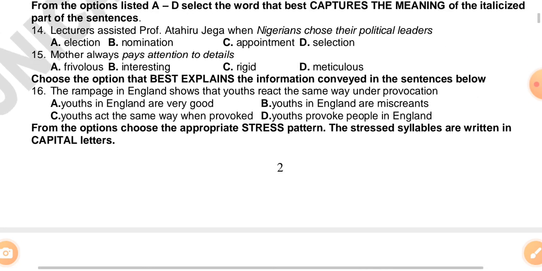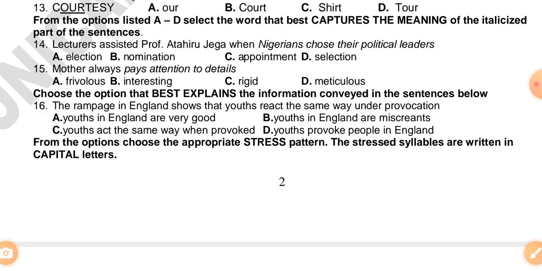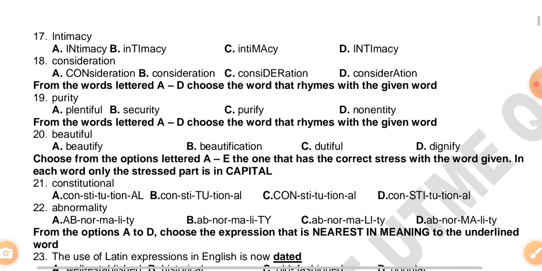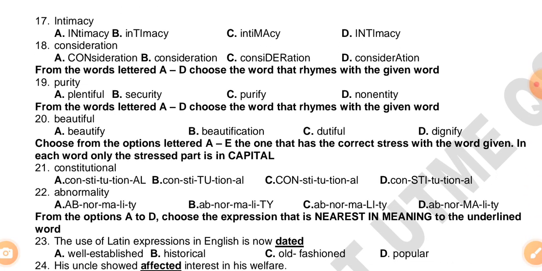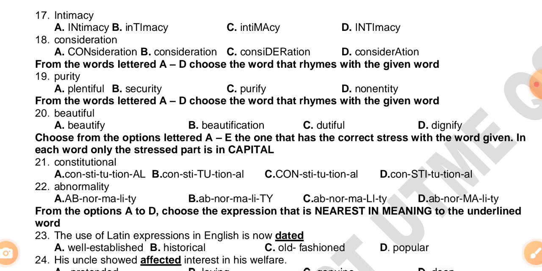For question number 17, from the options, choose the appropriate stress. The stress syllables are written in capital letters. Look at this. Intimacy. Is it intimacy or is it intimacy? For question 17, the answer is A. Then consideration. Is it on the first or second or third or fourth? The answer is D, consideration. It's often confusing, but just learn it.